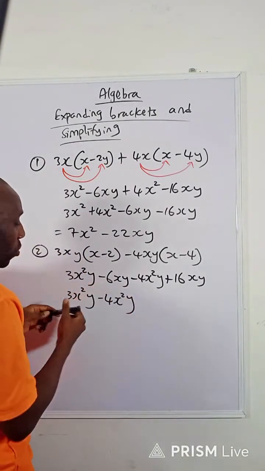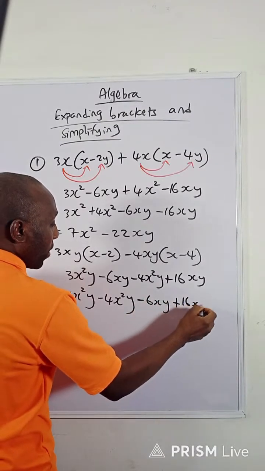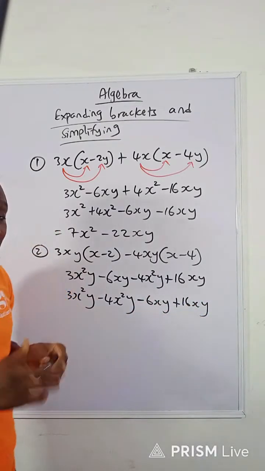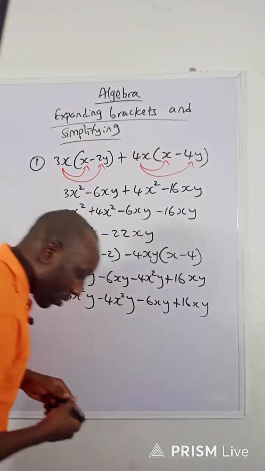Now watch this. This is the next one. So you have negative 6xy, then plus what? 16xy. You see what I'm doing? I'm just rearranging the terms and I'm moving the signs along. All right, so let's continue.